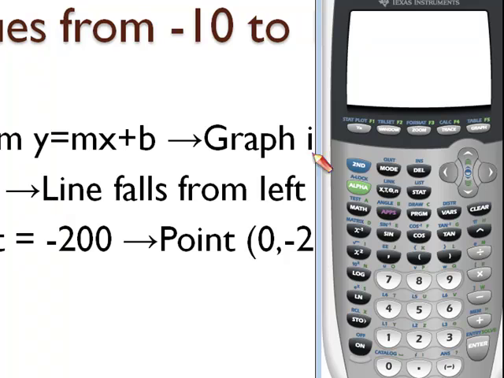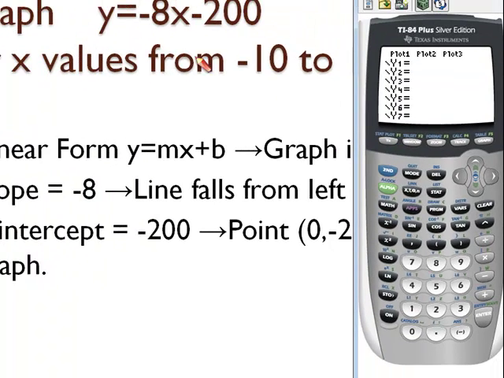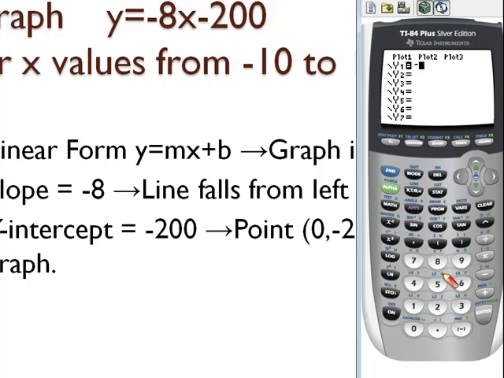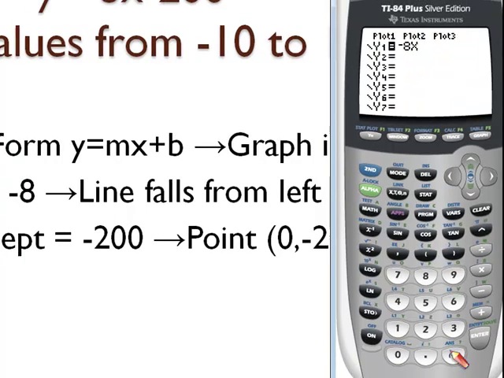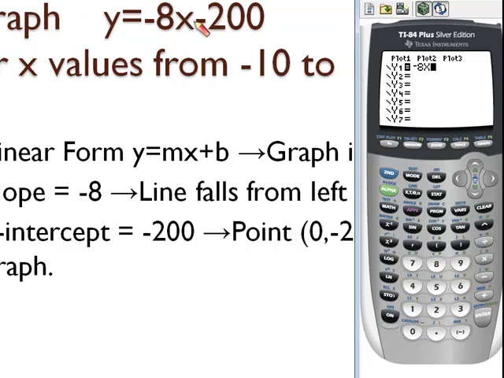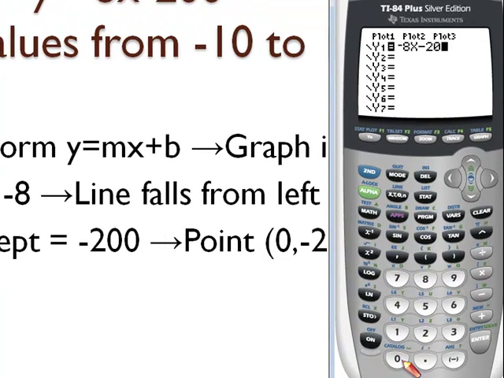So again, we're going to press y equals, and we'll enter negative 8x. Now this time, we're going to use the negative key, not the subtraction key, as we enter negative 8x. So I use this key down here. Now we're going to take away 200. So it's negative 8x minus 200. So I'm going to use the subtraction key, 200. Okay, so negative key to get negative 8x, subtraction key to take away 200. And we have negative 8x minus 200.